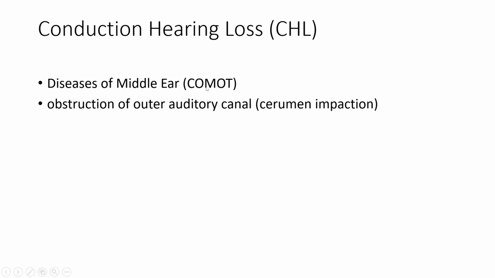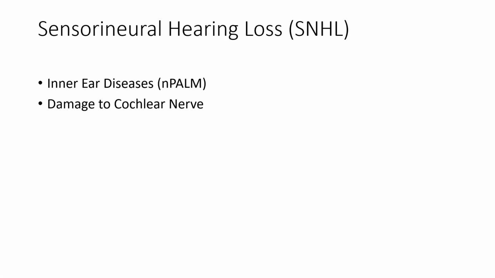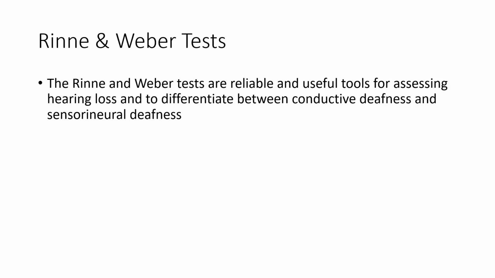There are diseases of the middle ear. The mnemonic is Komot. I will introduce you to this. Then obstruction of the auditory canal can also cause conductive hearing loss. Inner ear, the causes of sensorineural hearing loss include Naira Palm. We will meet these later in this series. Then damage to the cochlear nerve.